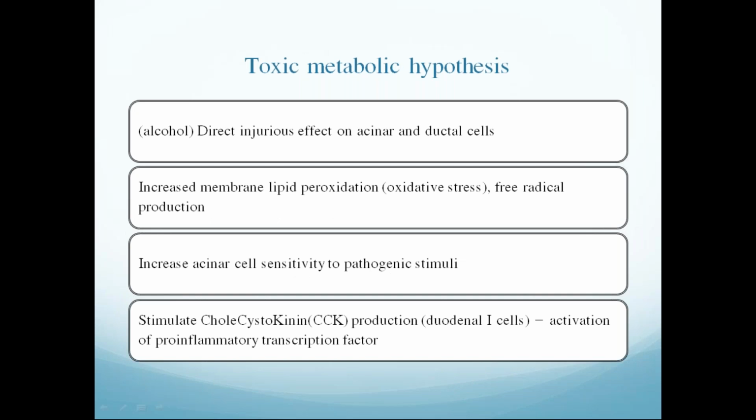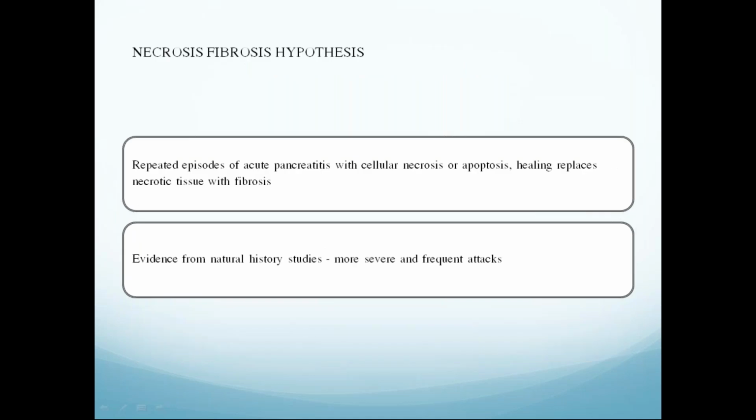Okay. So toxic metabolic hypothesis includes direct injurious effect on the SNR and ductal cells. The alcohol consumed causes destruction and lysis of the SNR and ductal cell, which causes release of the lipid toxins, and increased membrane lipid peroxidation and free radical production, which excessive free radical causes destruction of the pancreas, and increased SNR cell sensitivity to the pathogenic stimuli. So stimulate cholecystokinin production and activation of the pro-inflammatory transcription factor.